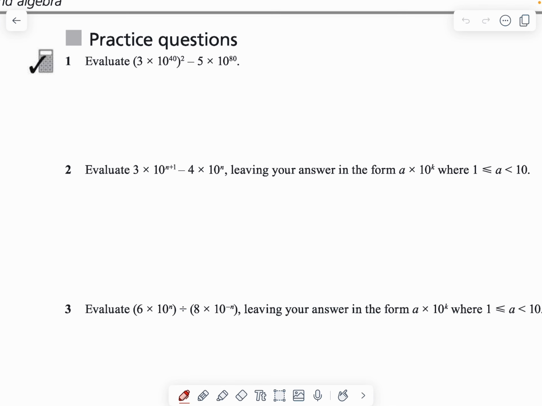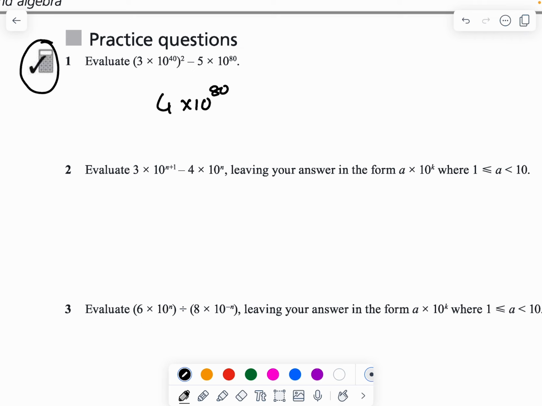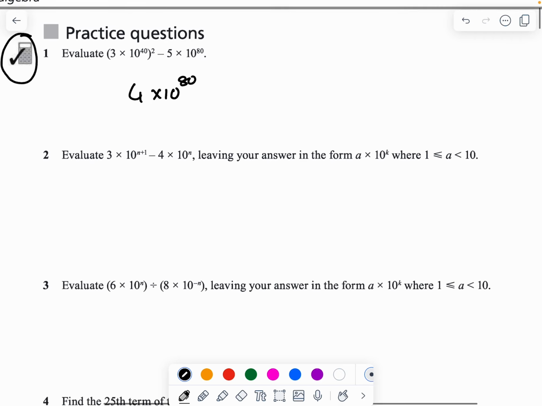This is just basic calculator work. You can use a calculator for this one, so input all the numbers into the calculator. Your answer should be 4 times 10 power 80. Check whether your answer is 4 times 10 power 80 or not.